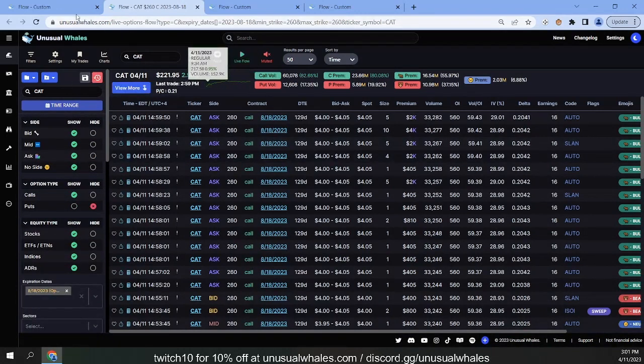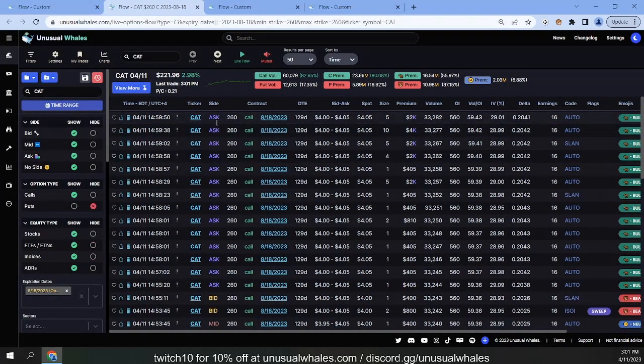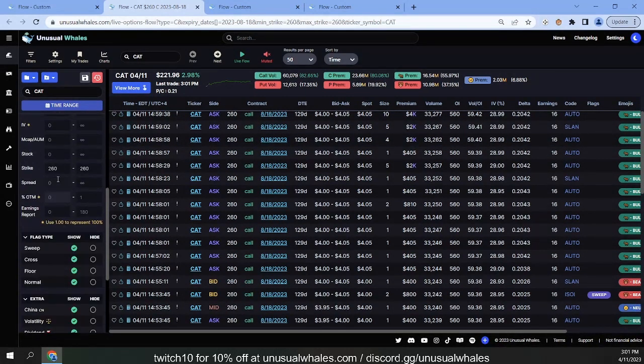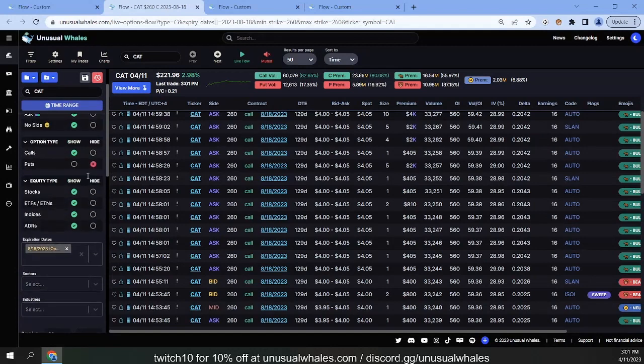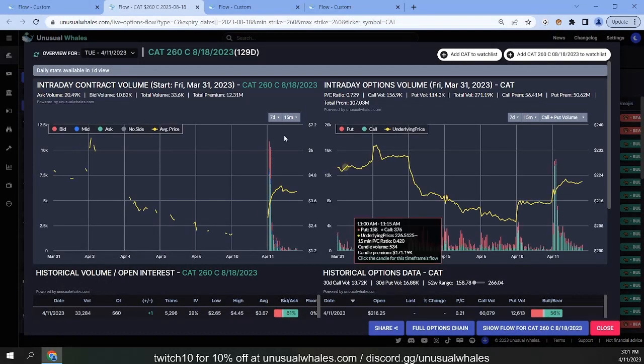So let's see here. I'm going to isolate it by just clicking this little icon here. If you click on this icon for whatever trade you click on, it will open up a flow feed for just that trade. So I've clicked on that. So I've got filters in for the August expiration, 260 strike call. So that's going to pop this one up right here.